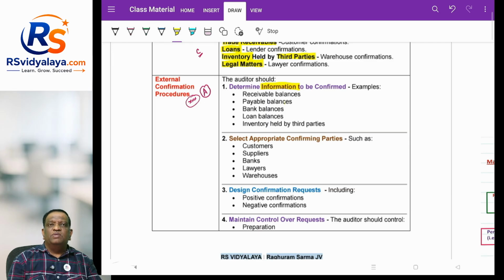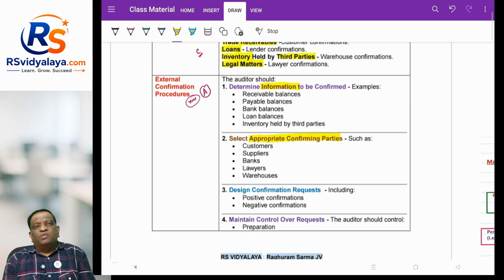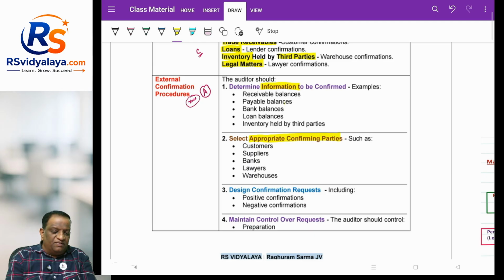So, determine the information to be confirmed. Second one, who is the appropriate party to confirm it? Is it the customers? Is it the suppliers? Is it the bank? Is it the lawyers? So find out who is the appropriate authority to give you the confirmation. So, first is what is to be confirmed, then second one is whom should you approach to get that information.